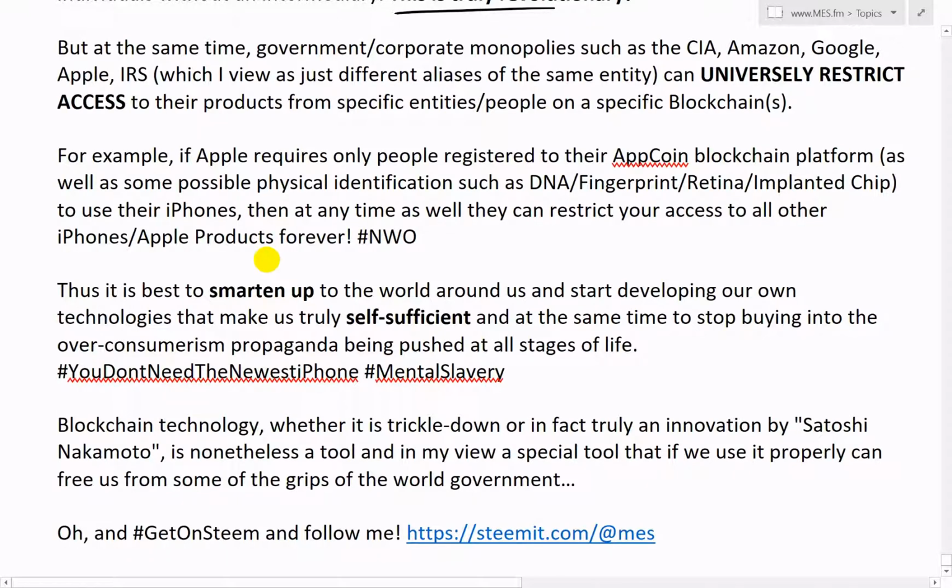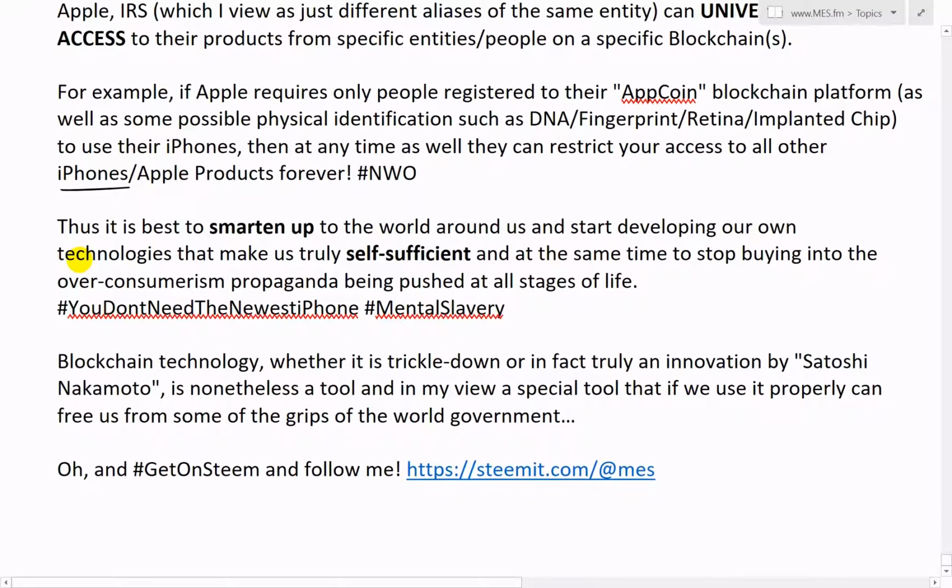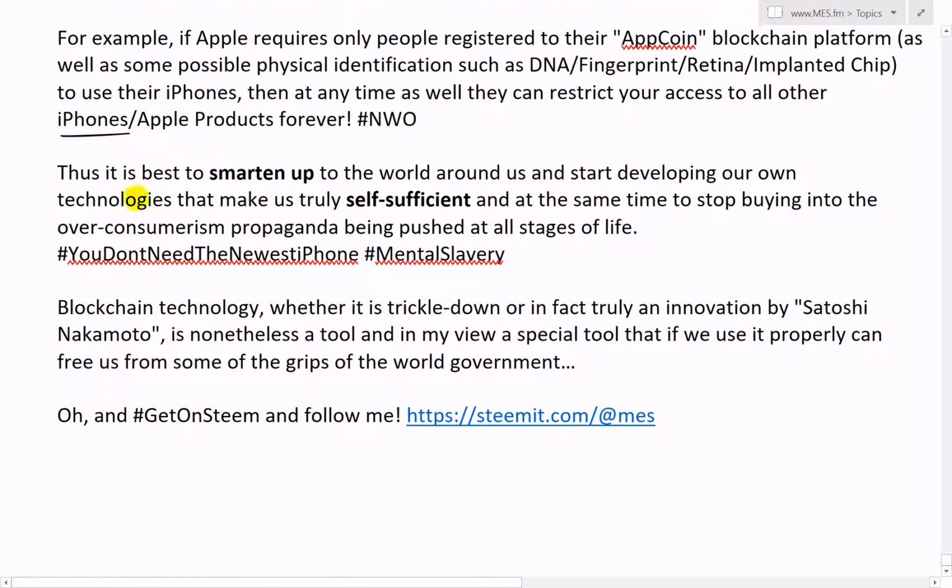For example, if Apple requires people to register to their "AppCoin" blockchain system, I'll put a quote here because they don't have it quite yet, as well as other possible physical identification such as DNA, fingerprint, or a retina implemented chip inside, to use their iPhones. Then at any time, they can restrict your access to all other iPhones and Apple products forever. So if you're on the blockchain, they can just delete you, and you can't use that.